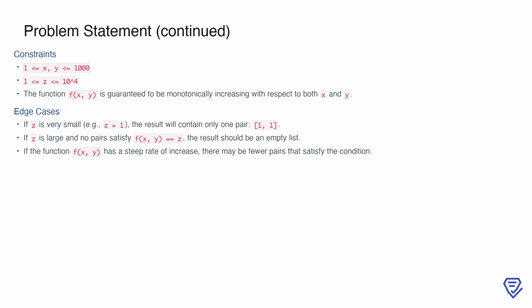When considering edge cases, if the target z is very small, such as 1, the only possible pair is (1, 1). On the other hand, if z is large but no pairs satisfy the equation, the output should be an empty list. Finally, if the function grows steeply, the number of valid pairs may be limited. These constraints and edge cases are crucial for designing an efficient solution to the problem.